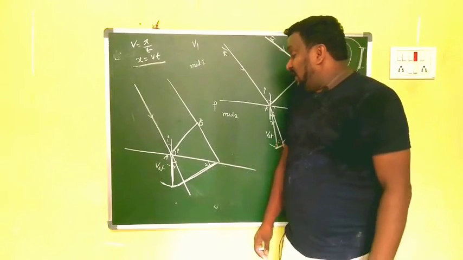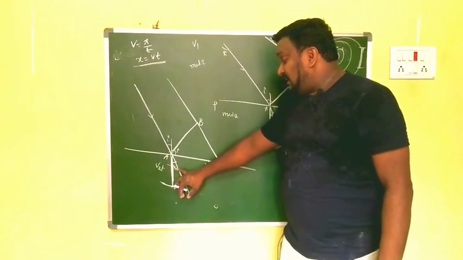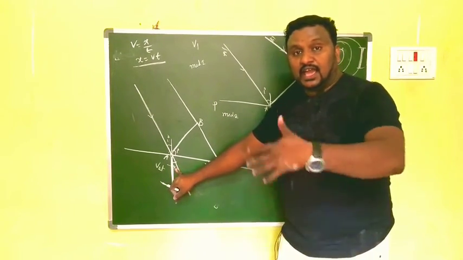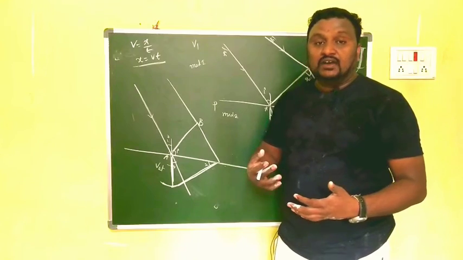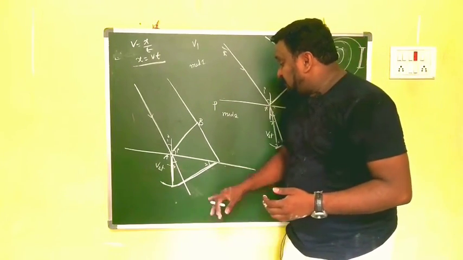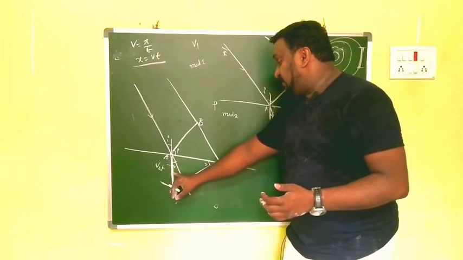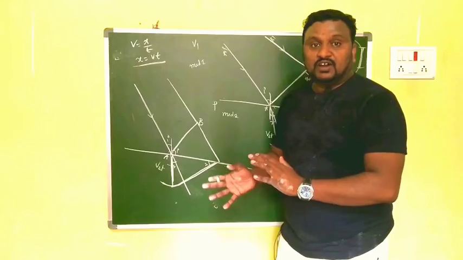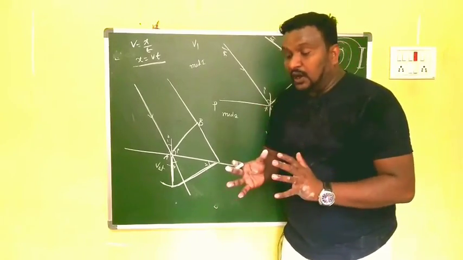Then we draw some normal. Here this is the angle of refraction, and the angle of refraction is less than the angle of incidence. That's why the refracted ray moves towards the normal. And according to these rules, this is the angle of refraction. So this is the concept involved here. Here you have to observe.